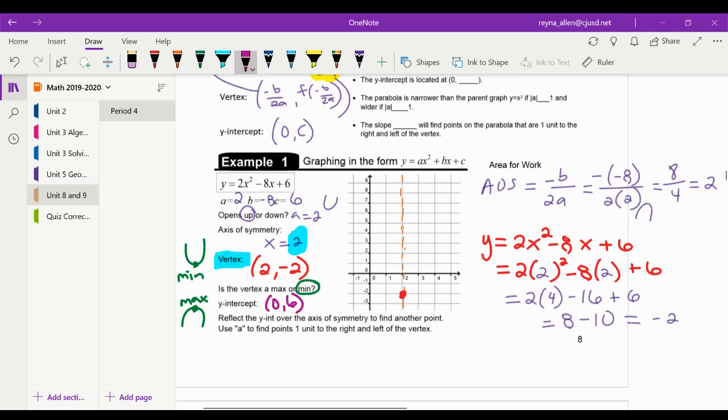So if we look over here, we put a dot at 6. And the nice thing is it does reflect across the axis of symmetry. So if we have a point over here, then we know we are also going to have a point on the opposite side that is equal distance from the axis of symmetry, and that's enough points to draw our parabola.